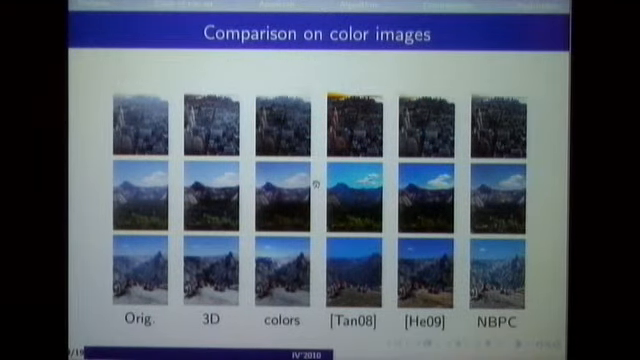I will not detail that too much. Just to show you a few results on color images. We were able on these images to compare results of different techniques. On the first column, it's the original images. On the second one, it's a restoration technique based on a 3D model, so it can be used as a kind of reference. The third is the technique based on color. Then you have Tan and also Haar's result, which was a paper in CVPR 2009, and the result we obtain in the last column.